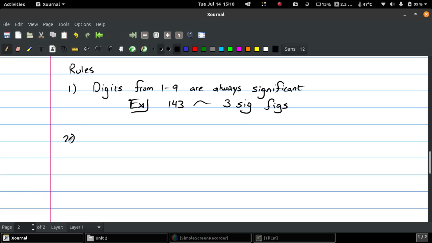So rule 2, combine zeros. That means it's like you have a number sandwich with a 0 in the middle. So combine zeros located between non-zeros, always significant.